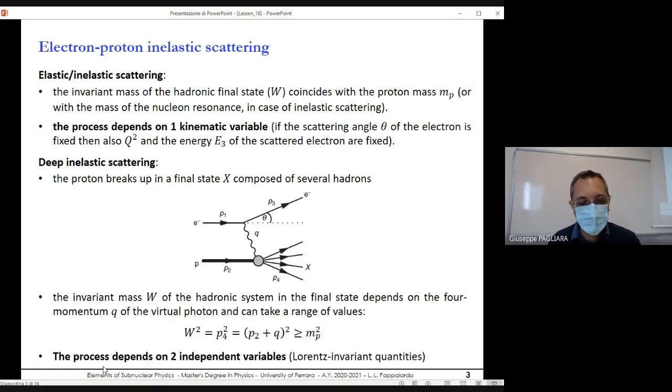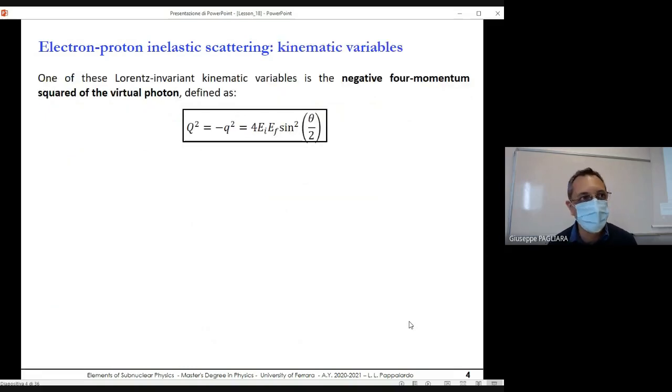In addition to that, in deep inelastic scattering, in order to describe the full event, one needs two independent kinematic variables, which have to be Lorentz invariant. So only one in the elastic case, but you need two in the case of deep inelastic processes. Which variables can we use to describe the event and the process? One of those Lorentz invariant variables we already encountered yesterday: the negative four-momentum squared of the virtual photon. Yesterday we derived a q square, which is a negative quantity because it is a t-channel, but then we redefined this as a positive quantity with the capital Q square. So this is one possible Lorentz invariant kinematic variable.